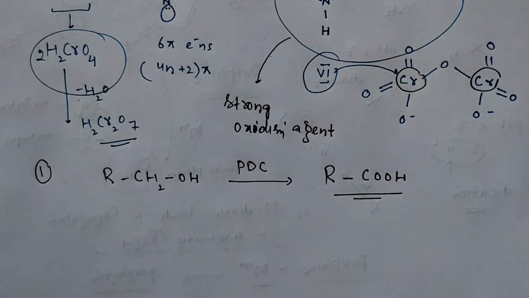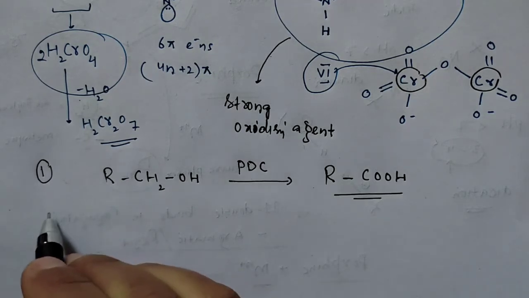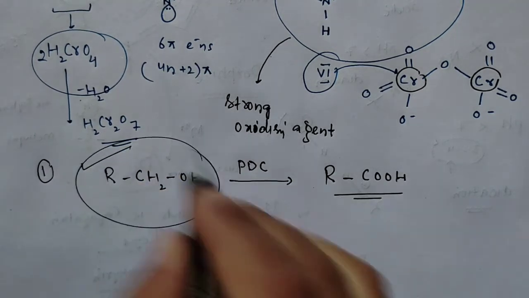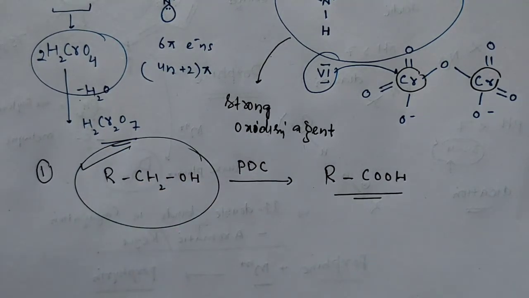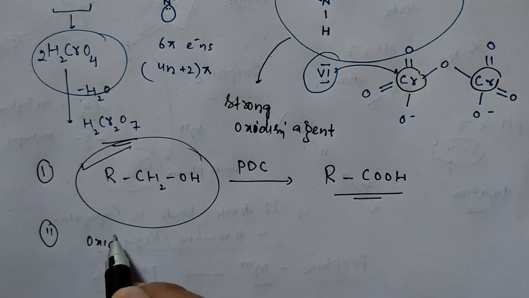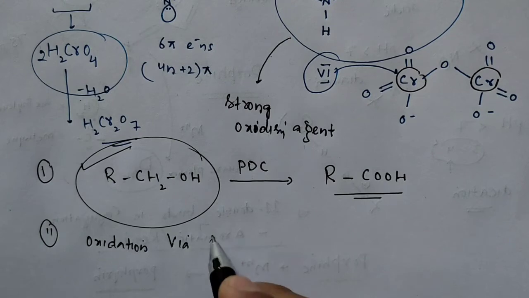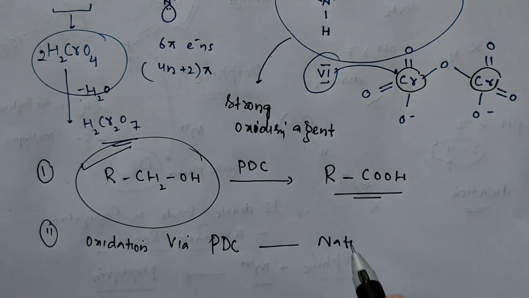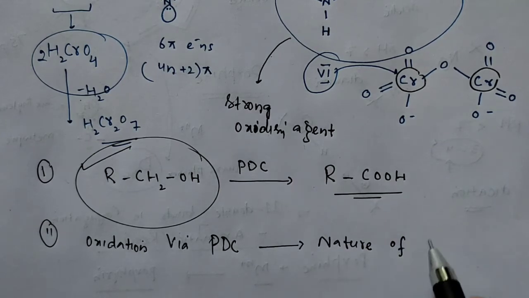Now, what should we remember? First of all, it does the oxidation of alcohols, number one. So pyridinium dichromate can oxidize alcohols to carboxylic acids. Second, this oxidation property, the oxidation of alcohols with the help of PDC, depends on the nature of the solvent. Remember, this is very important. Questions come from here. It depends on the nature of the solvent.